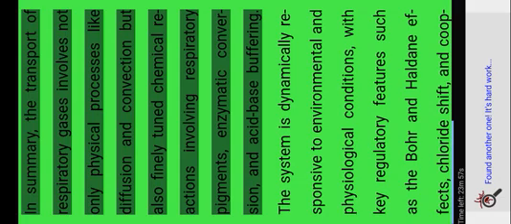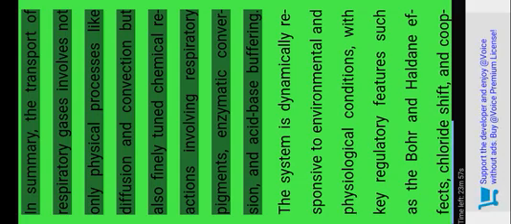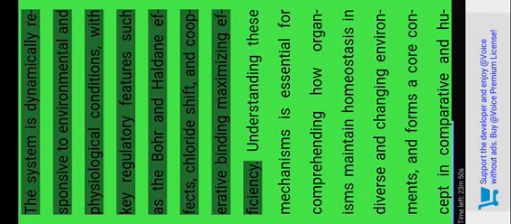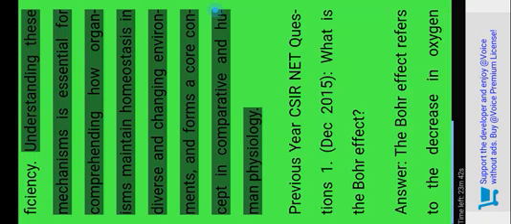In summary, the transport of respiratory gases involves not only physical processes like diffusion and convection but also finely tuned chemical reactions involving respiratory pigments, enzymatic conversion, and acid-base buffering. The system is dynamically responsive to environmental and physiological conditions, with key regulatory features such as the Bohr and Haldane effects, chloride shift, and cooperative binding maximizing efficiency. Understanding these mechanisms is essential for comprehending how organisms maintain homeostasis in diverse and changing environments, and forms a core concept in comparative and human physiology.